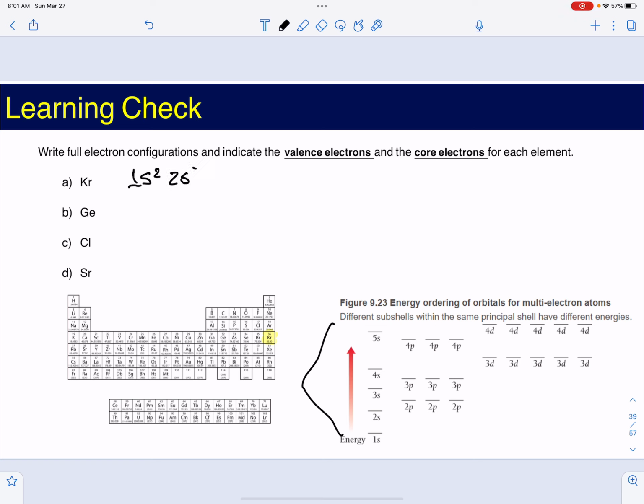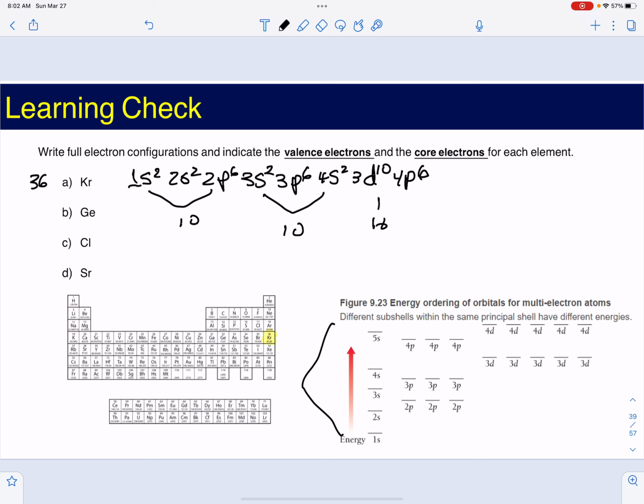1s2, 2s2, 2p6, 3s2, 3p6. That's 10, 18, 4s2, 3d10, 4p6. So let's see, we have 10, 10, and 16, which give us 36. So that would be the full electron configuration.